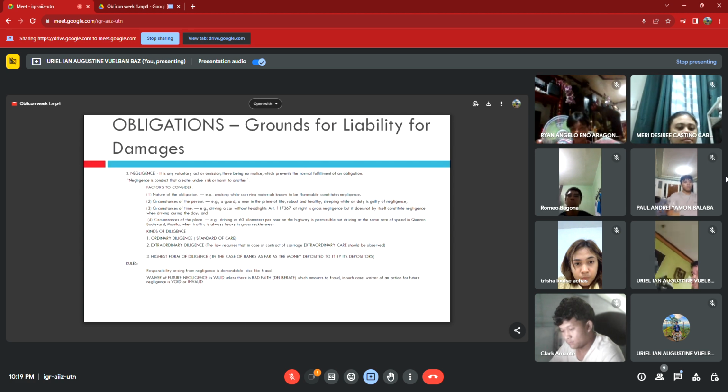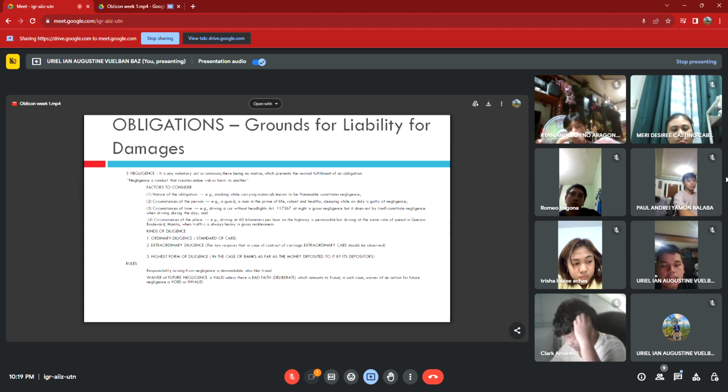Now, as to the rules, responsibility arising from negligence, just like fraud, is demandable. However, waiver of future negligence is valid. Unlike in fraud, waiver of future fraud is void. It is not valid. But in negligence, waiver of future negligence is valid, provided that he is not in bad faith or it was not deliberately committed. Otherwise, it would amount to fraud. Which, if you apply the rule in fraud, the waiver of future negligence becomes invalid.